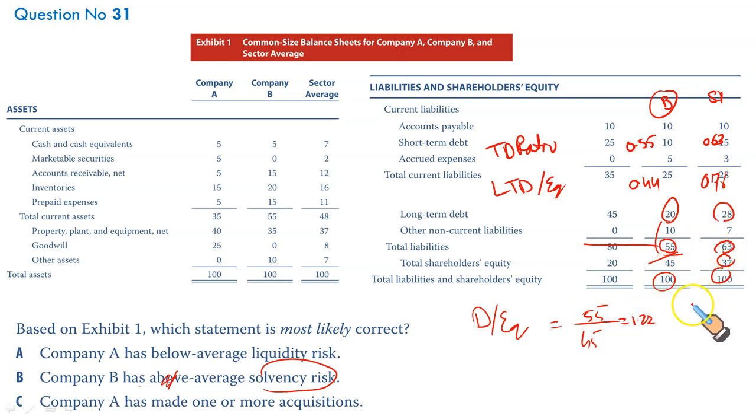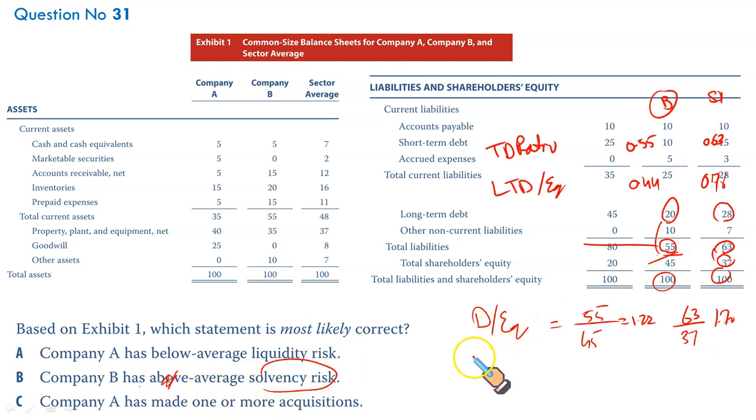For the sector average, it is 63 divided by 37. It's 1.70. Again, in this ratio, B has low average solvency risk.